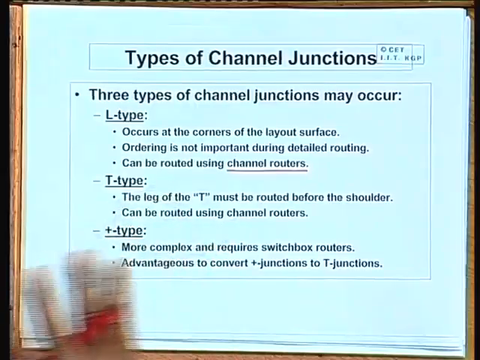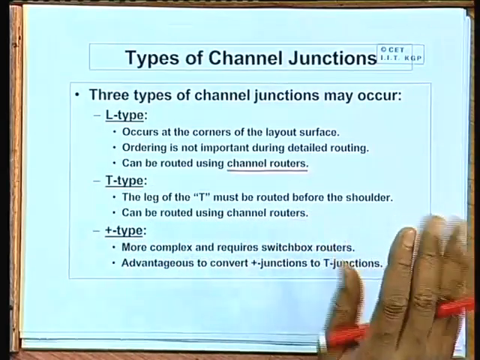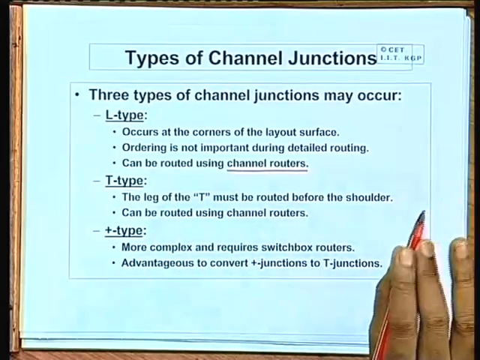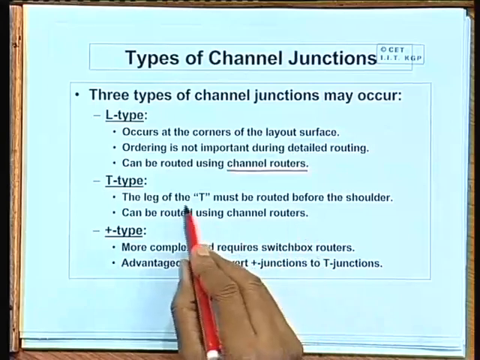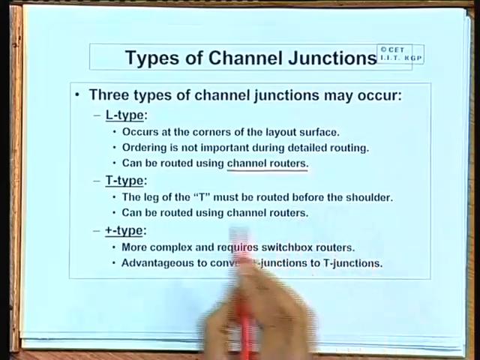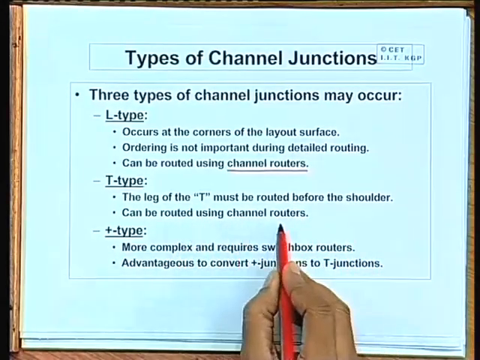but our definition of a channel is that the pins are only at the top or the bottom. So, here we are using channel to express that it is a routing area. But this T type channel also can be routed using conventional channel routers. How?